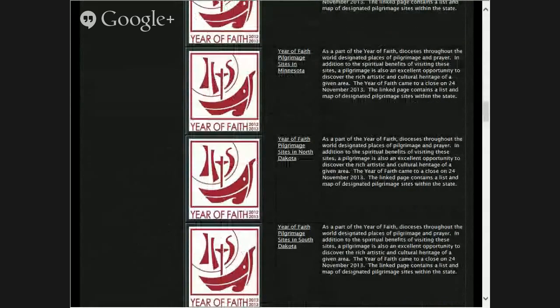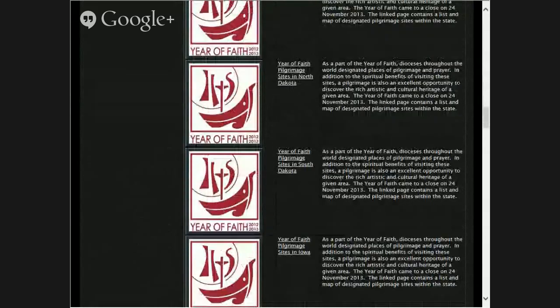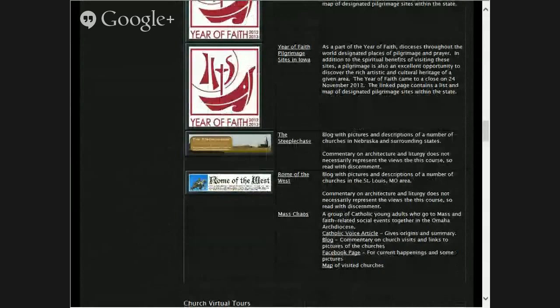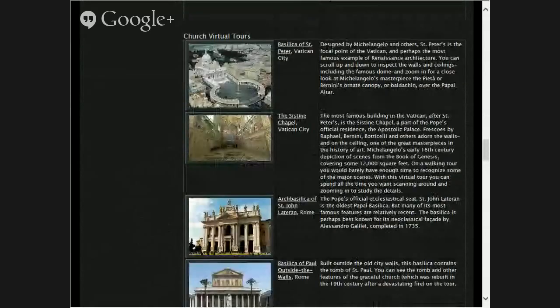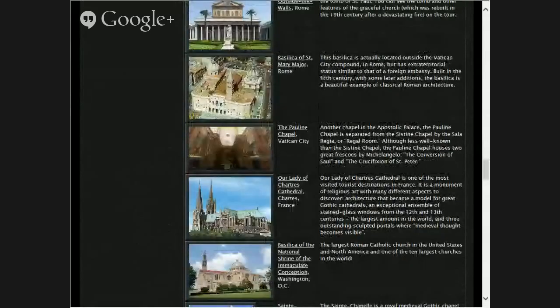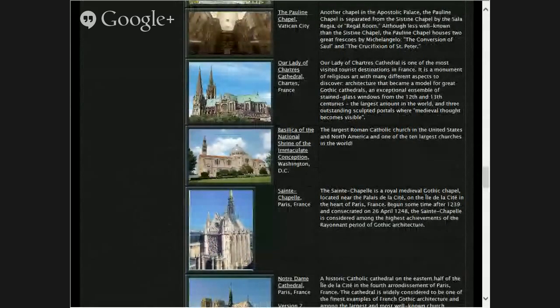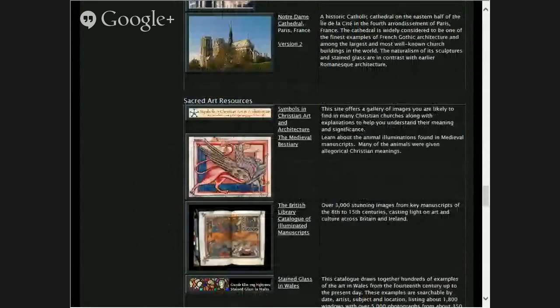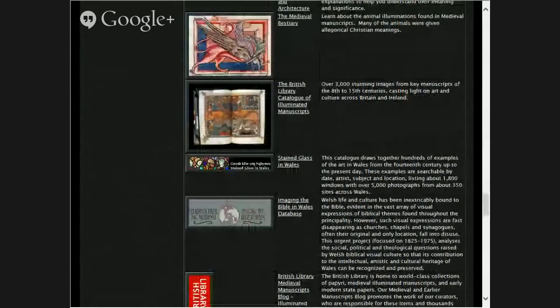During the Year of Faith, Minnesota, North Dakota, South Dakota, Iowa, all had designated churches. So if you're in those states too, those are places. There's some other resources. Virtual tours, like we just saw the Sistine Chapel. There's several of them that I had found that you can check out, like Chartres Cathedral or the National Shrine. That's a good one to go see too. I've been there.